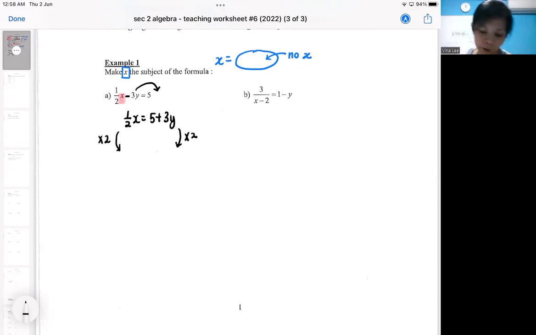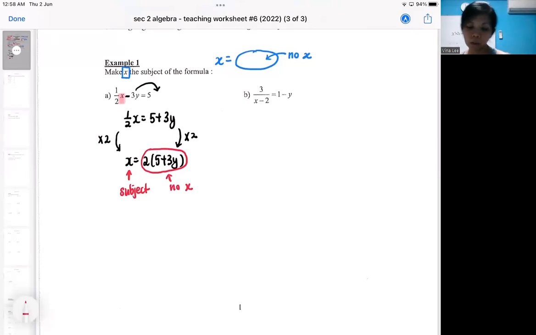Half x times 2 will just become a x. So can you see this is your subject? And on the right side, you got no subject. So whether you want to expand the bracket or not, it's not an issue. You can choose to expand the bracket, that will be the answer. You don't expand the bracket, that's not an issue as well, as long as you got the structure, x is equal to something.